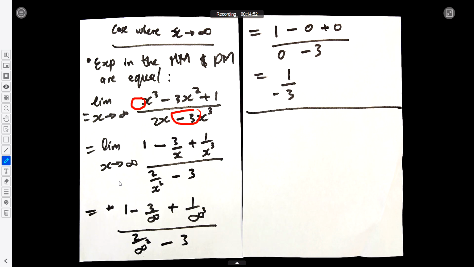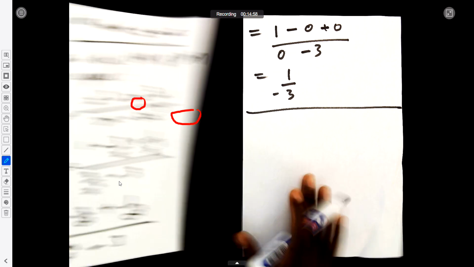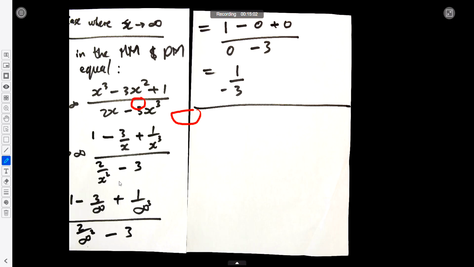Okay, I want to go to the second condition. If you're done copying.